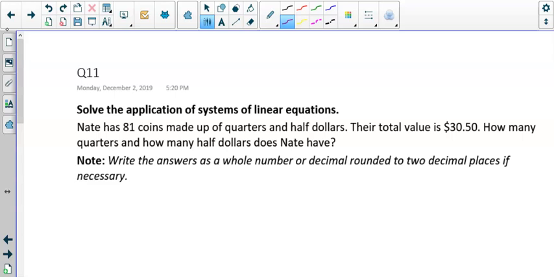So question 11, another application of systems. And again, this is going to be coming from that section 2.4. That's where this problem's coming from. So it says Nate has 81 coins made up of quarters and half dollars. You know what a half dollar is, right? 50 cents. Quarters are what? 25 cents. So we got 81 coins that are made up of quarters and half dollars. The total value is $30.50. How many quarters and how many half dollars does Nate have?